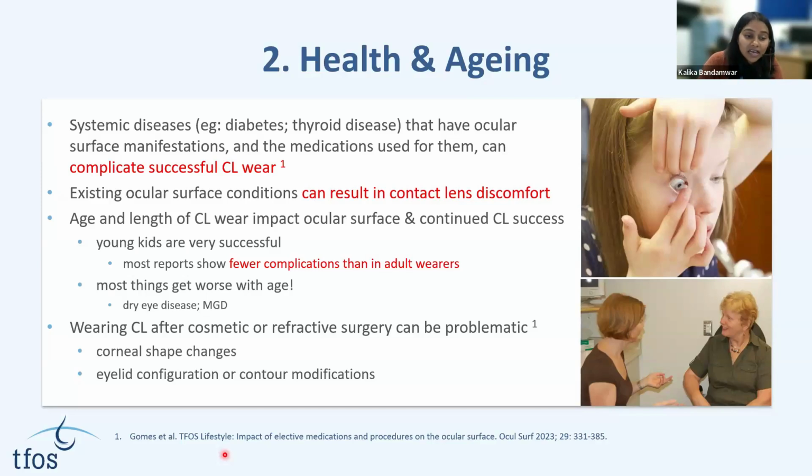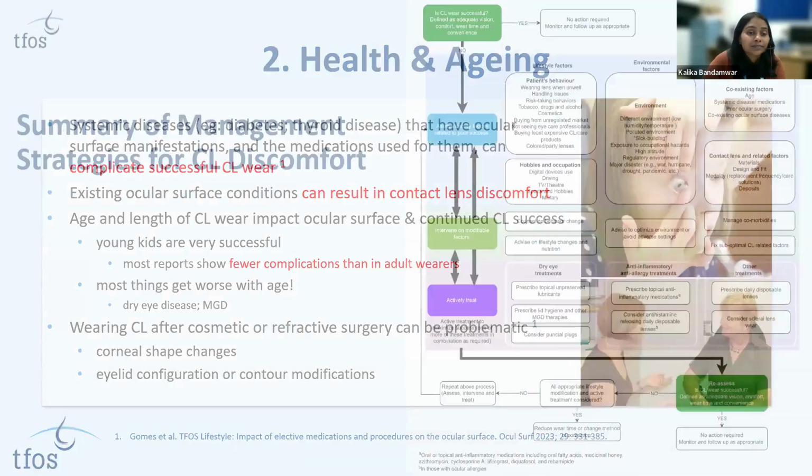Wearing contact lenses after cosmetic or refractive surgery can also be problematic. This is because the shape of the eye or the lids changes after these surgeries. Hence, the environment in which the contact lenses are worn changes. Every time you blink over contact lenses, the contact lens has a relationship with the corneal conjunctival surface, the tear film, and the lids. So after a surgery, this relationship changes significantly, and that has an impact on contact lens success.